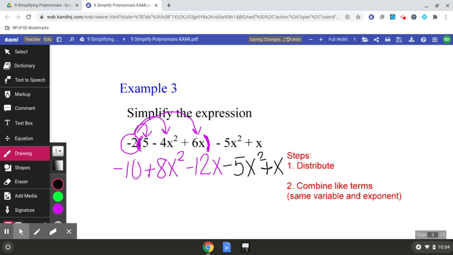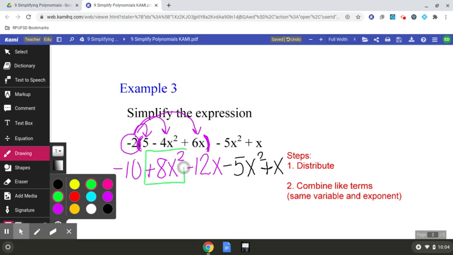Now what I can do is combine like terms. So in this case, let's start with the highest exponent because we want to put that first when we write our answer. So the highest exponent we see is the 2, the little 2. So we're going to start with 8x squared, and we're going to say, is there anything else in this problem that has an x squared with it? So if we scroll through, we do. We have negative 5x squared. So 8x squared minus 5x squared would be 3x squared.